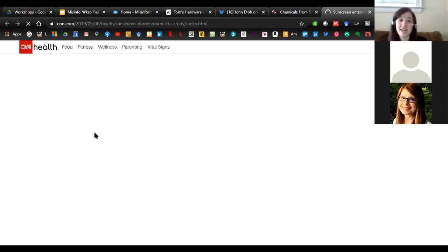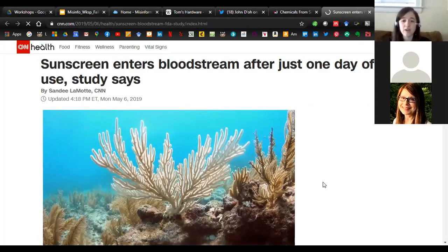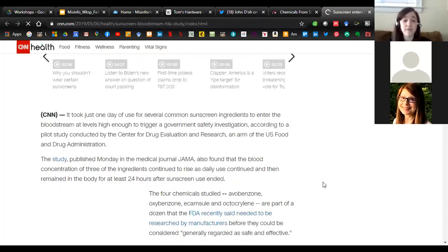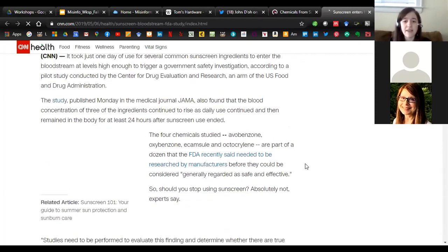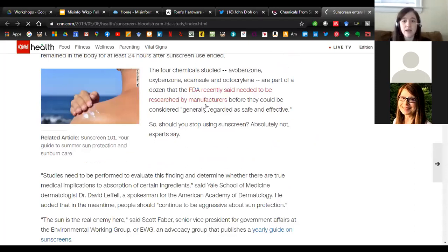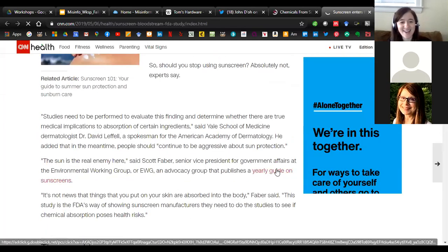And here we are, we're not on JAMA, we're at CNN Health. But before we go back even further, you'll notice something about this article. So remember, the claim of our tweeter was that we should just ditch the sunscreen. So here they're talking about the same article from JAMA, and they said right here, FDA recently said that these chemicals need to be researched by manufacturers before they could be considered generally safe and effective. So should you stop using sunscreen? Absolutely not, experts say.